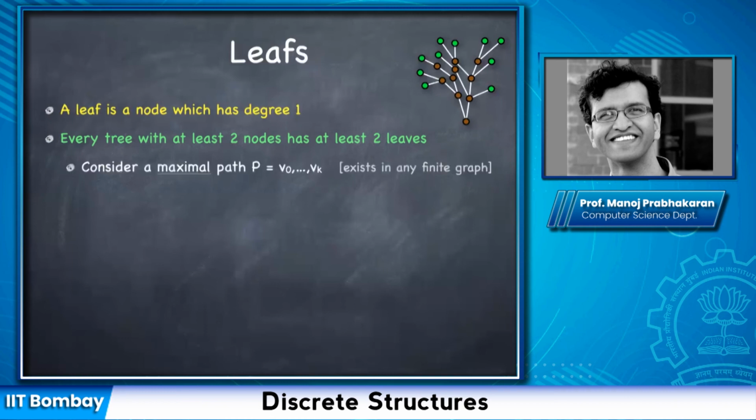So let's think of a maximal path in the tree. Any graph, any finite graph, has a maximal path. You could define it by picking an arbitrary node, and if it has a neighbor, pick its neighbor, and then if it has another neighbor, not the one you already picked, pick that and keep picking until you cannot pick any more neighbors, and then come back to the node where you started from and repeat this again.